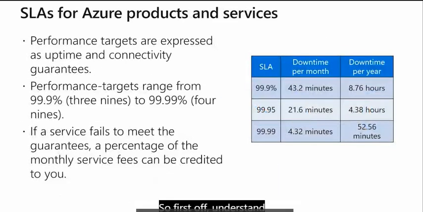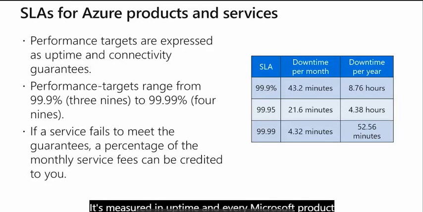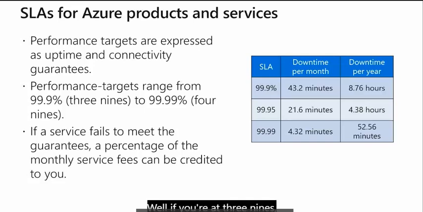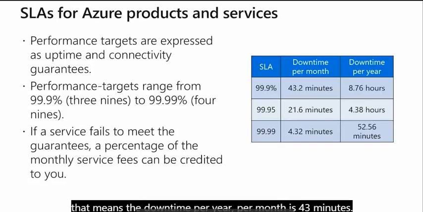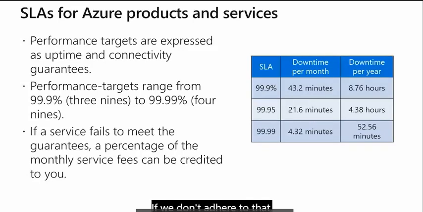So first off, understand what we mean by service level agreements. It's measured in uptime, and every Microsoft product has anywhere between 3 nines to 4 nines on average of uptime. What does that mean? Well, if you're 3 nines, that means downtime per month is 43 minutes. Downtime for an entire year at worst would be 8 hours. If we don't adhere to that, you get credits based on that service. We guarantee that monthly request, and you might have some of your monthly fees waived. You might get a credit. It all depends on what that outage looks like.